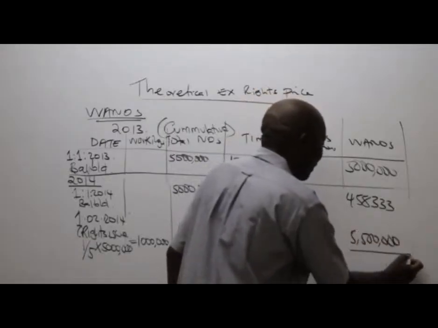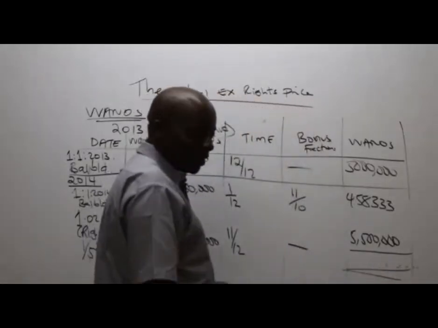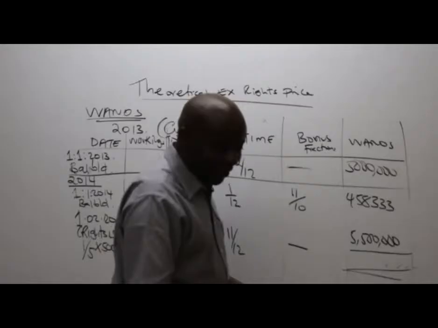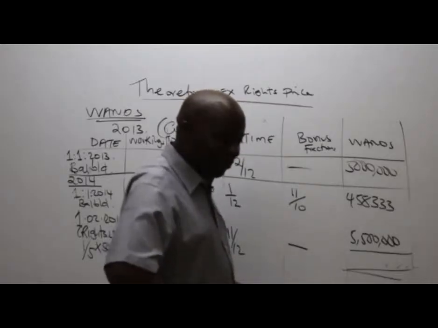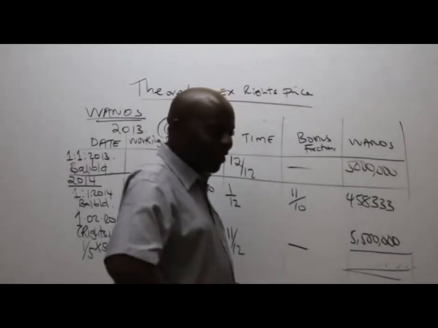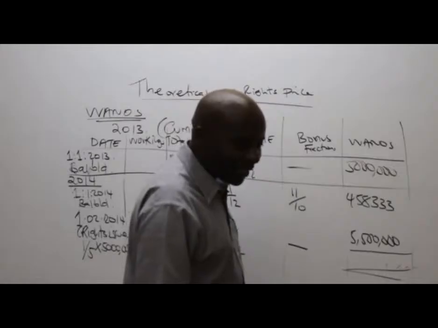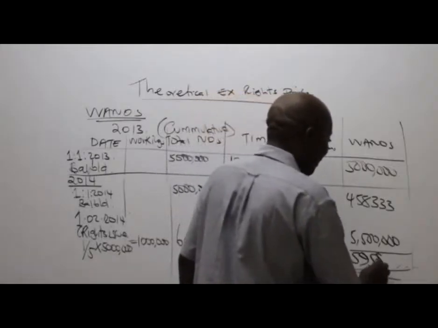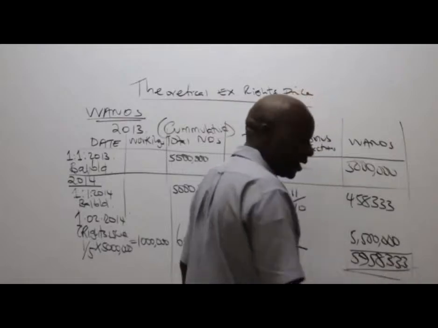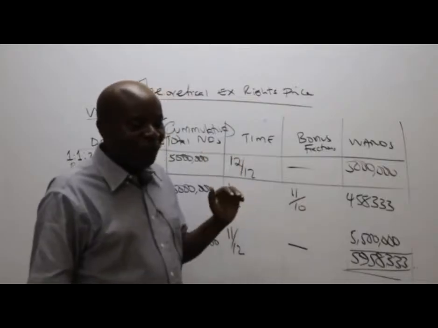Then could you kindly come and give me the total one-offs as at the end of the year 2014? As at the end of the year 2014, what do we have here, somebody? Please give me an answer. Wanasema ni 59, 58, 333.